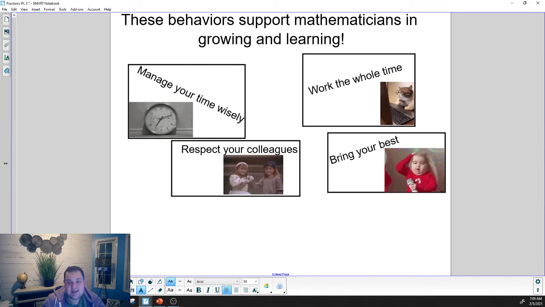Manage your time wisely so that you can get your work done. Work the whole time so that you are not distracted, and don't be distracted by other things. Respect your colleagues, so respect everyone in your house, so that you can stay focused, and so can they. And bring your best, so be your best in everything that you do.